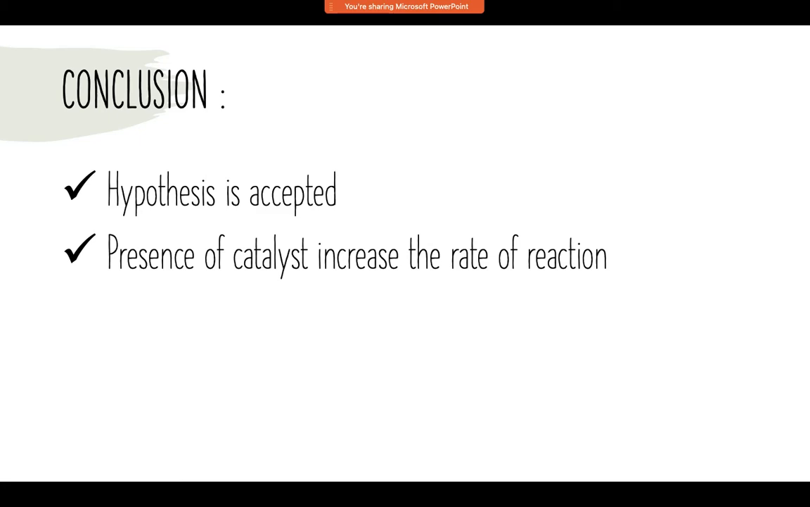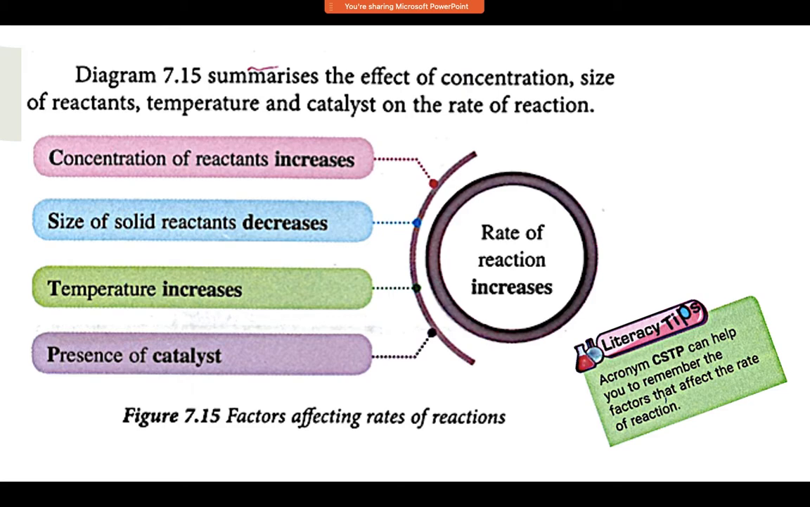Alright, so we have finished the four factors. We want to summarize what are the factors that can increase the rate of reaction. Okay, number one, concentration of reactant must increase. Increase concentration, increase rate of reaction. The second, size of solid. Size of the solid reactant must be smaller or decrease. Then rate of reaction increases. Number three, temperature. Temperature of the reactant mixture must increase, higher temperature. Then rate of reaction increases too.